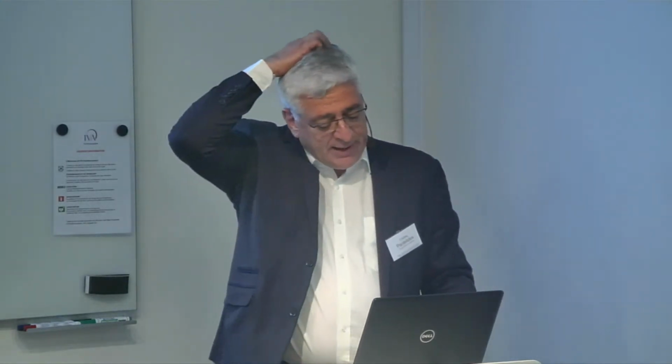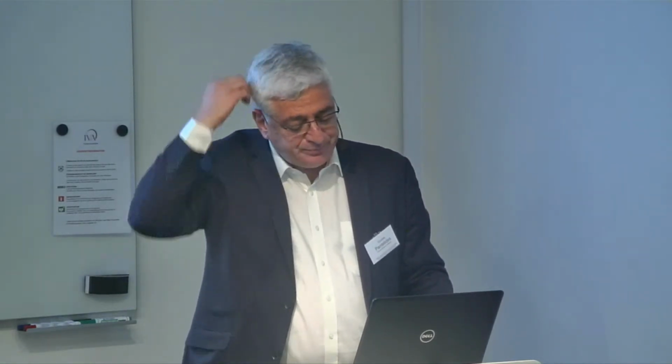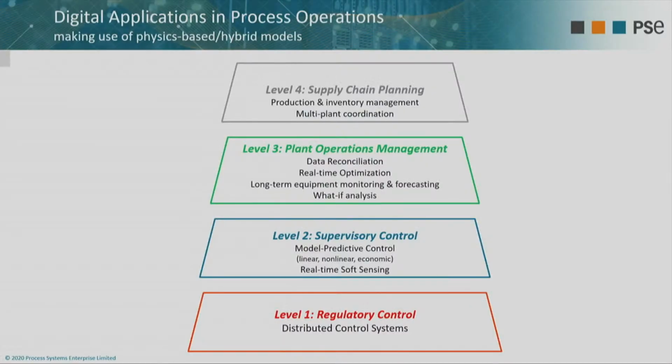And a very classic way of understanding process operations is this standard hierarchy. Level 0 is the plant. Level 1 is the regular control, the DCS. Level 2 is supervisory control, things like model predictive controller and so on. Level 3 is plant operations management, things like real-time optimization of the plant. And level 4 is supply chain.